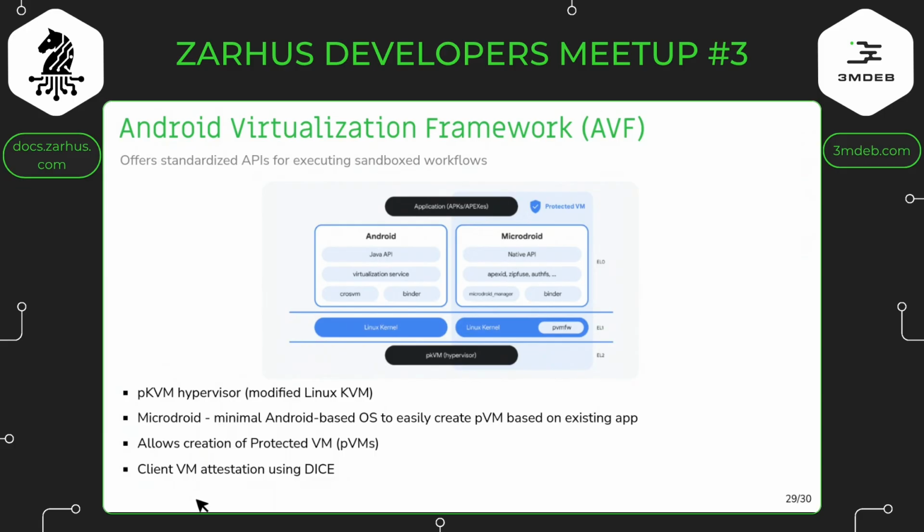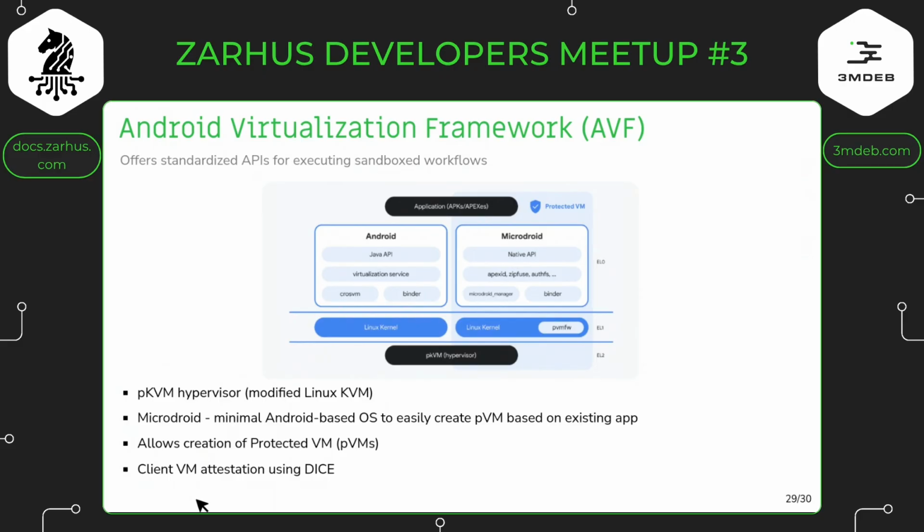And very shortly about the Android Virtualization Framework. We can say it also uses some hardware feature, which is a virtualization feature. It is quite a new approach in Android to provide an option for even more sandboxed environments. It consists of the pKVM hypervisor, which is a modified Linux KVM that we know. It provides MicroDroid, which is a minimal Android-based OS that can be put inside of the protected virtual machine.